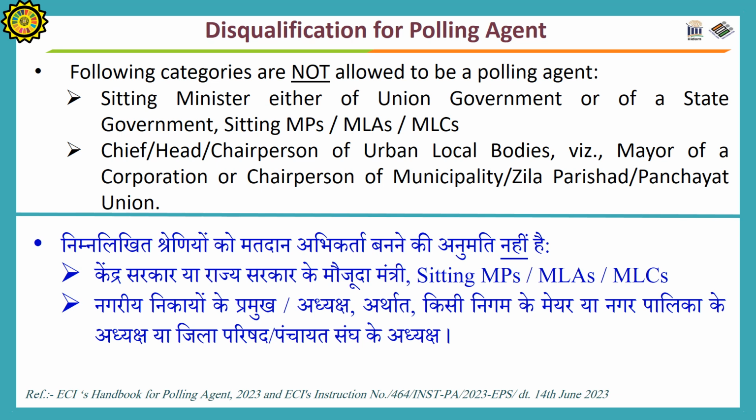Disqualifications for being a polling agent. The following categories are not allowed to be polling agents: sitting ministers of either the Union government or a state government, sitting MPs, MLAs, MLCs, and the chief, head or chairperson of urban local bodies, that is, the mayor of a corporation or the chairperson of a municipality, Zilla Parishad, or Panchayat Union.